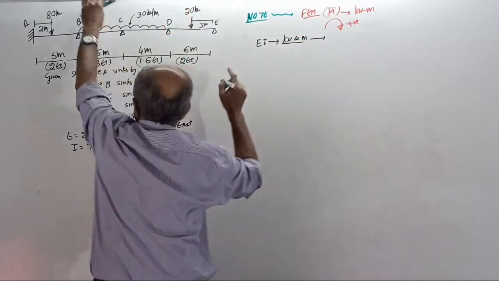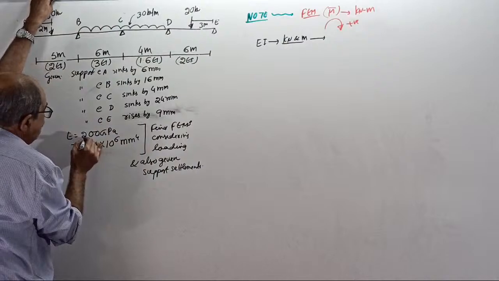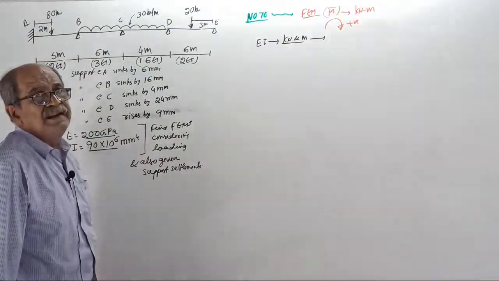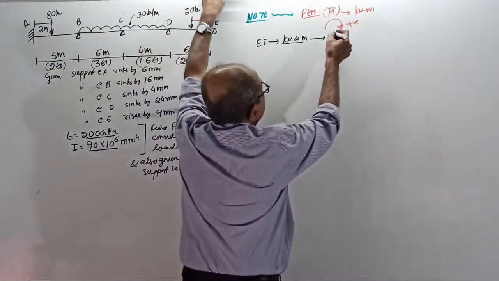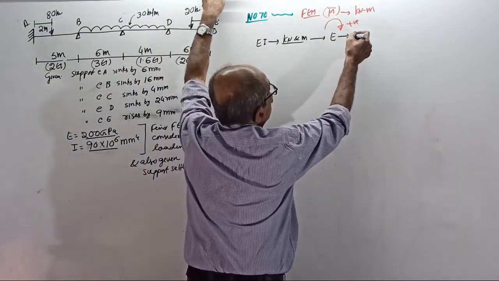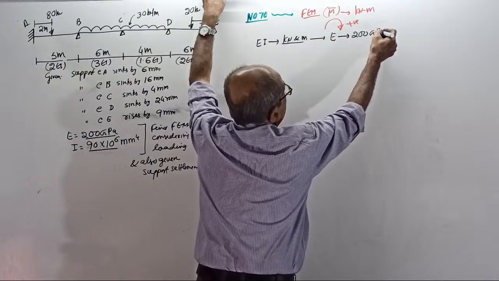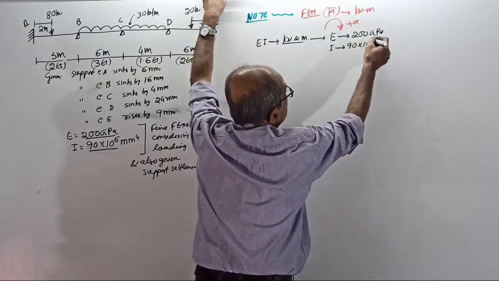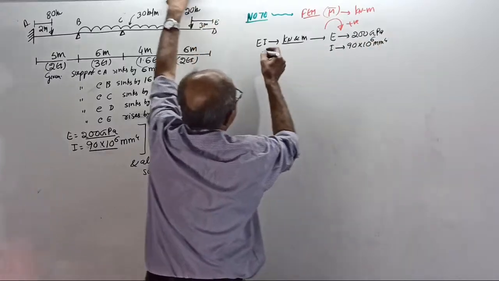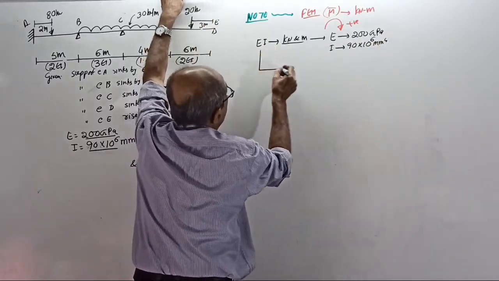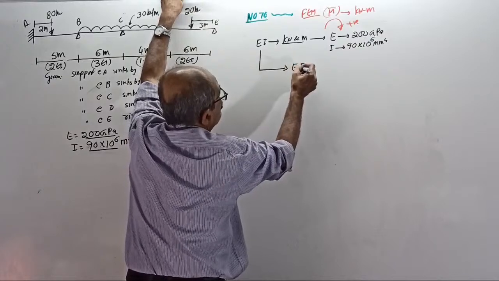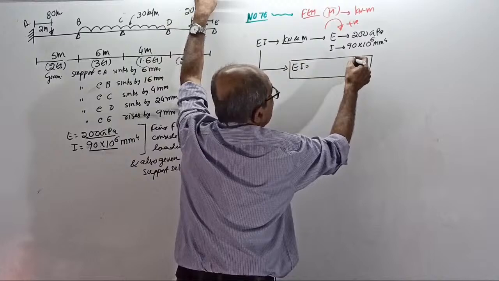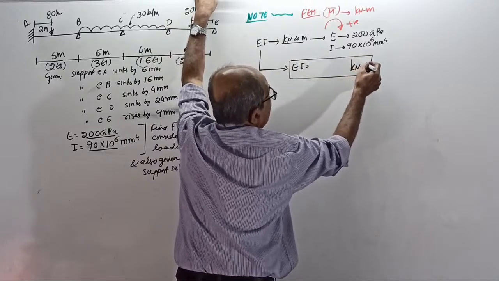So first write, given E equal to 200 GPa, I equal to 90 × 10^6 millimeter power 4. Using that given value of E and I, whatever you want to do, you can do. You get EI equal to, tell the answer. Tell me the EI answer in kilonewton meter square.